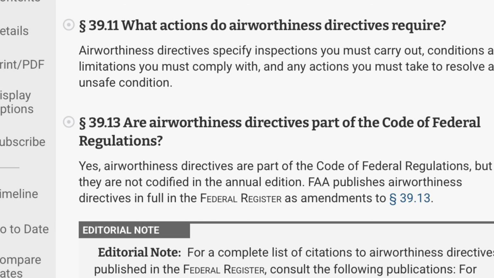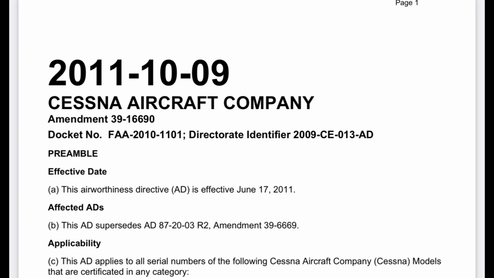And it actually even says that on the top of the AD. It says Amendment to Part 39. Anyways, besides the point, they are mandatory. And they are similar to safety recalls that you might get on a vehicle. But instead of getting it from Ford Motor Company or Toyota, you get it directly from the FAA or the Federal Aviation Administration.